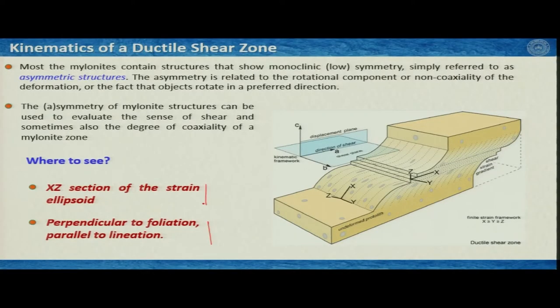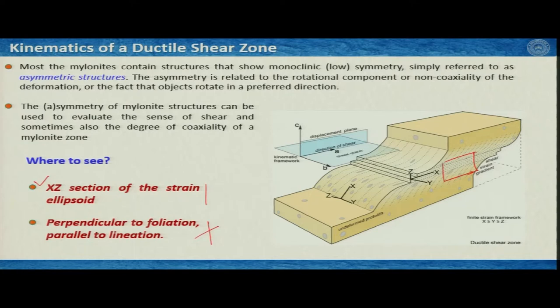Now, once you figure out the orientation of the foliation plane and the lineation, then you have to look approximately along a plane that is perpendicular to the foliation plane and parallel to the lineation. Either way they are the same, and unless you look for shear sense indicators along this plane, the XZ section, or a plane which is perpendicular to the foliation and parallel to the lineation, which is in this case this plane in particular, your interpretation of shear sense would be essentially wrong. So, make sure first that you are looking at the XZ plane, a plane perpendicular to the foliation and parallel to the lineation.